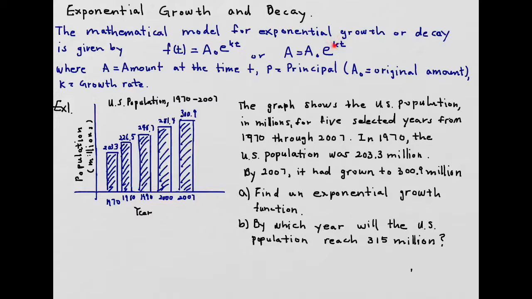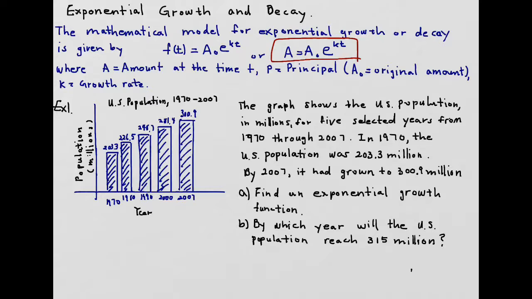So K is the growth rate. We know T is the time. A sub 0 is the original amount, the starting amount, right? And then A is the amount at the time T later. Okay, so those are the important formulas that you need to remember. That's the format of the formula we're going to use when dealing with exponential growth and decay.